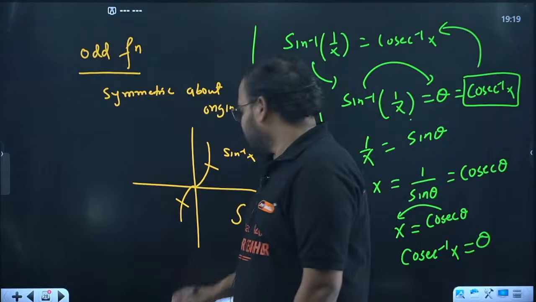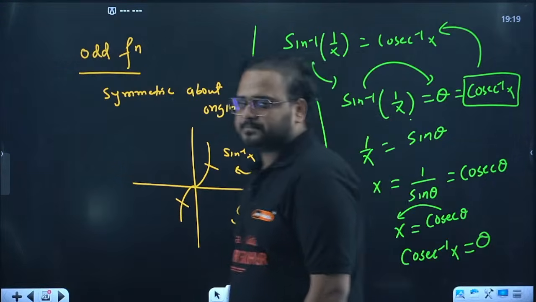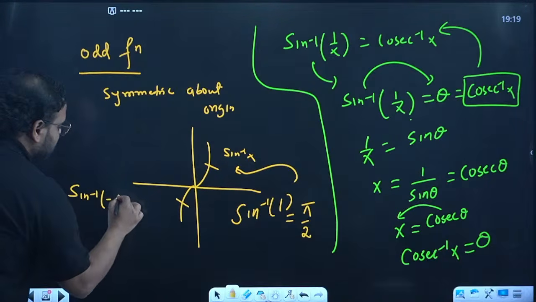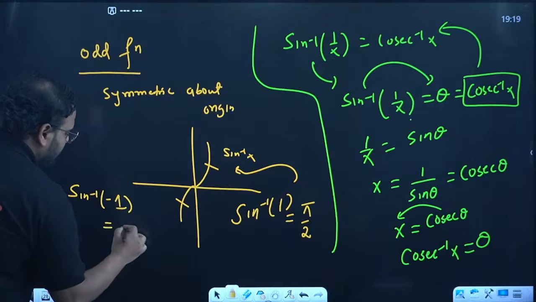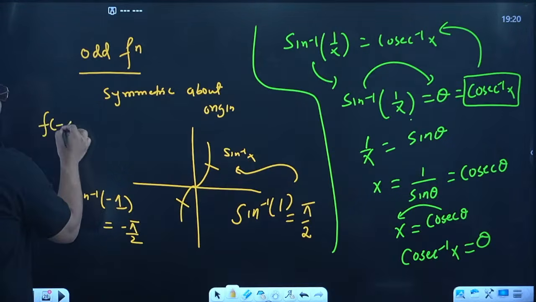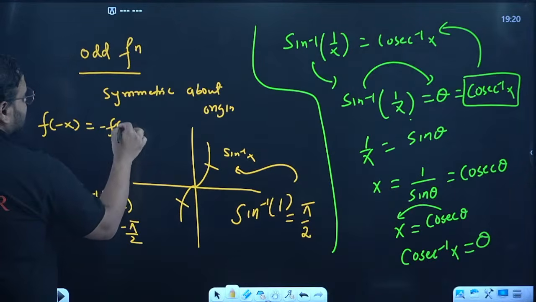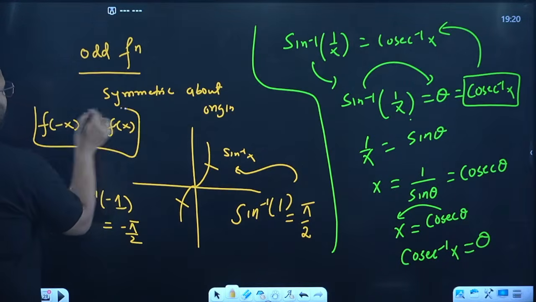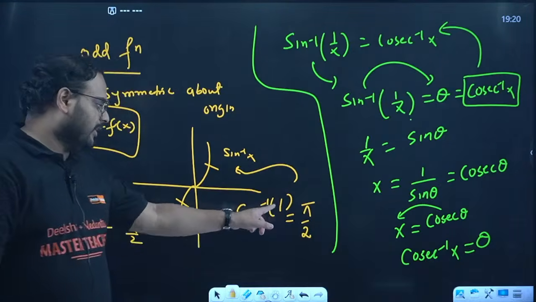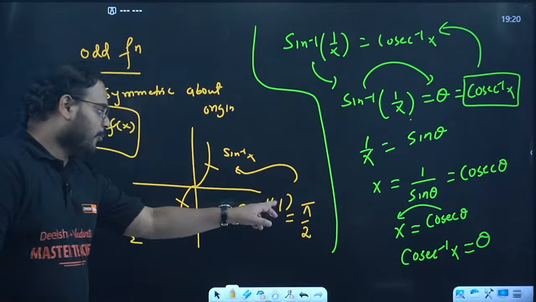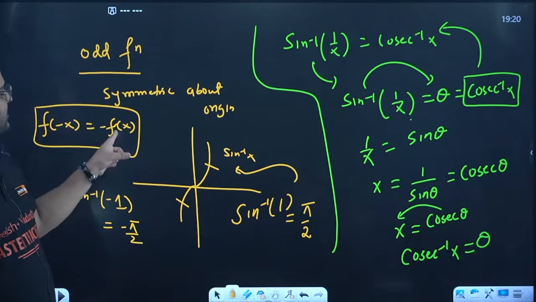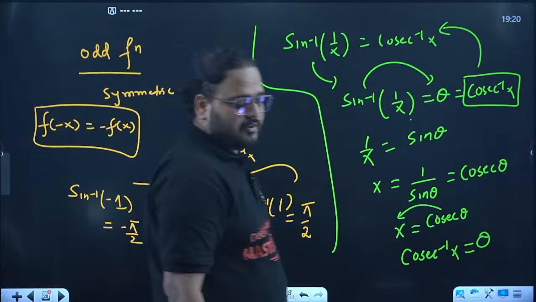Right? This is where? Somewhere this side. Okay? Now look at sine inverse of minus 1. What is this value? Minus pi by 2. So basically, if f of minus x is equal to minus f of x, this is the definition of an odd function. So in sine inverse of x, you put x as 1, you're getting pi by 2. But when you put x as minus 1, you're getting minus pi by 2. So when f of minus x is minus f of x, it becomes an odd function.